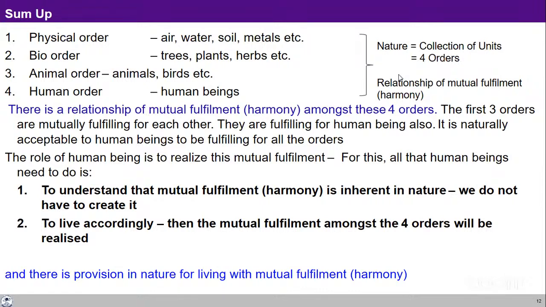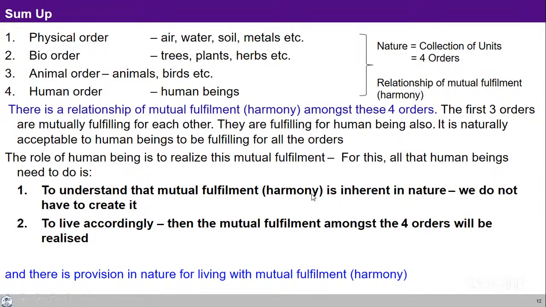We don't want to disturb the harmony. It's not our natural acceptance. Our natural acceptance is for harmony. So, what is the role of the human being to realize this mutual fulfillment? To understand harmony.